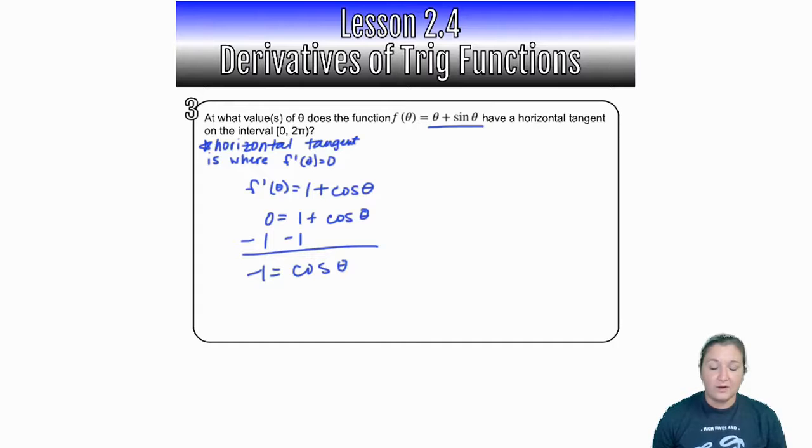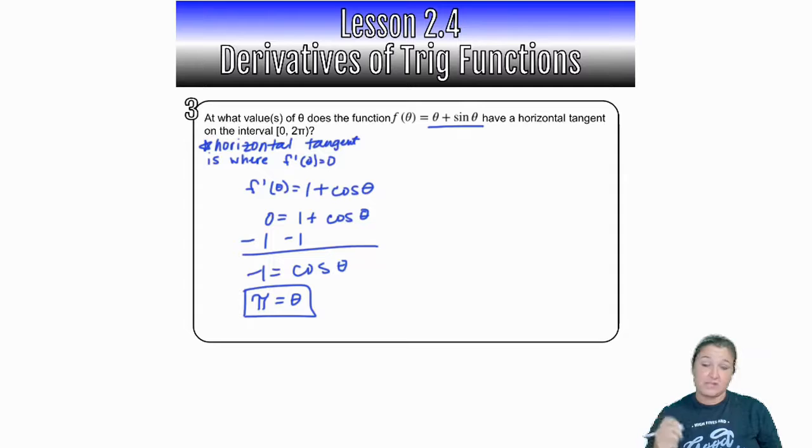Where is the cosine of theta equal to negative 1? I'm thinking that is going to be at pi. So theta equals pi. Between 0 and 2 pi, the horizontal tangent is at pi, which makes sense because that's where it comes up to its peak, so it's going to have a horizontal tangent there.